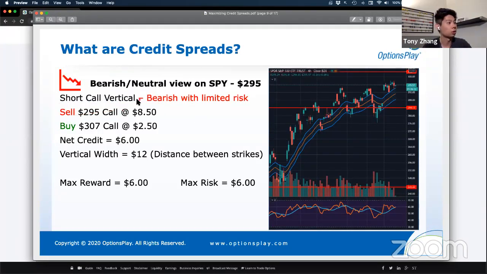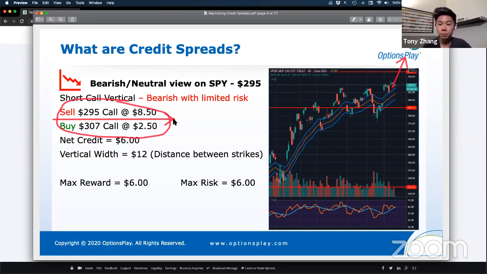Let's say you sell this 295/307 call spread on SPY. And let's say the stock rockets higher. Let's say it goes to 310. This short 295 call is at risk of assignment. And that many times scares people because all of a sudden your credit spread now has a short stock position.